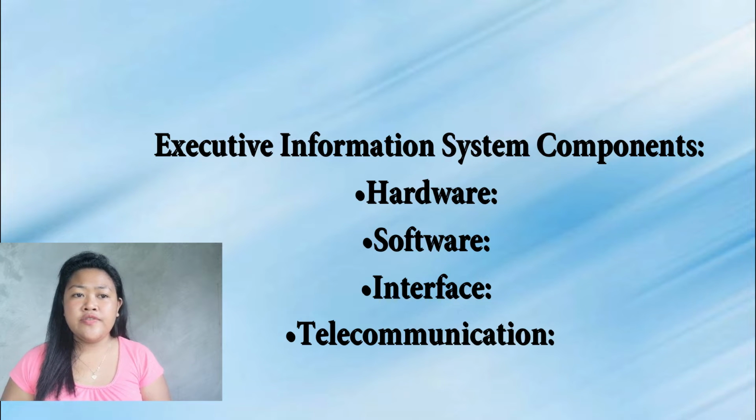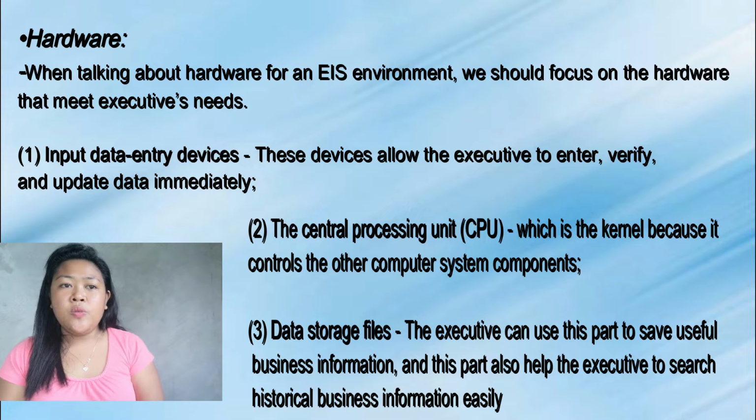There are four executive information system components: the hardware, software, interface, and telecommunications. Hardware. When talking about hardware of an executive information system environment, we should focus on the hardware that meets executives' needs. 1. Input data entry devices. These devices allow the executive to enter, verify, and update data immediately. Second, the Central Processing Unit or CPU, which is the kernel because it controls the other computer system's components. And the third, data storage files.